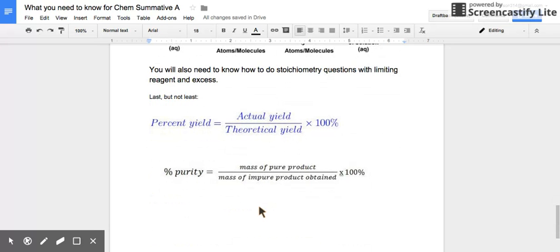Last but not least, you need to know percentage yield as well as percentage purity. You need to be able to calculate them and do problems with them. That's about it.